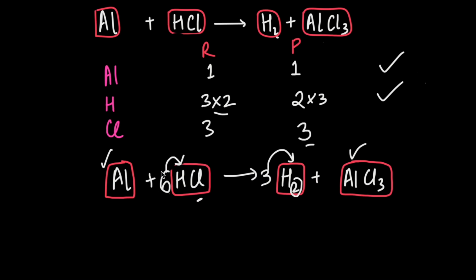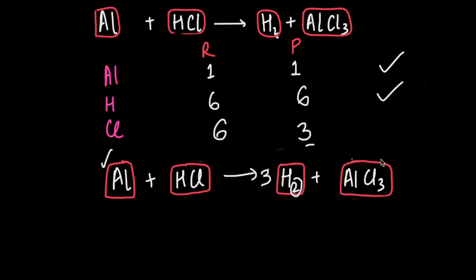Chlorine, we have 6 on the reactant side, and we have 3 on the product side. Now this makes another disparity in our equation. We have 6 atoms of chlorine here, and we have 3 atoms of chlorine on the product side. So how do we balance this? First of all, we're going to rewrite our equation here. We have 6 atoms on the reactant side and 3 on the product side. So now we have to balance the chlorines.